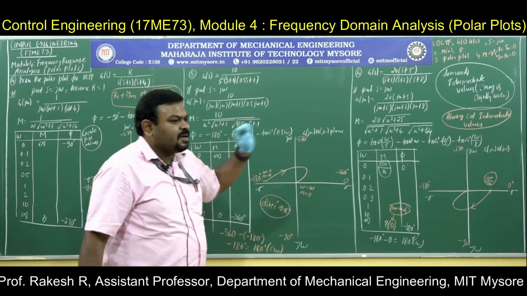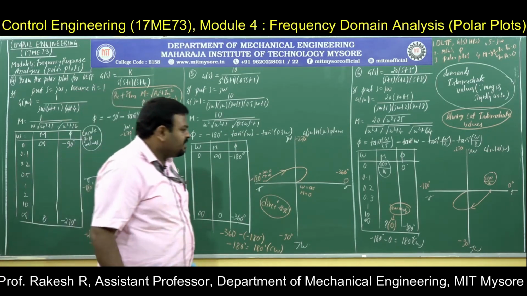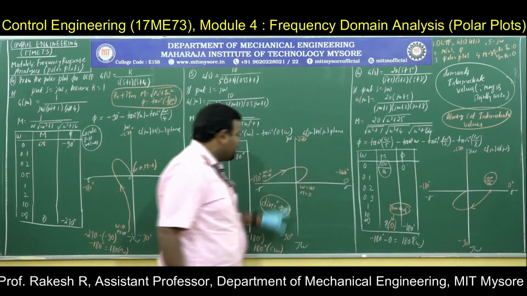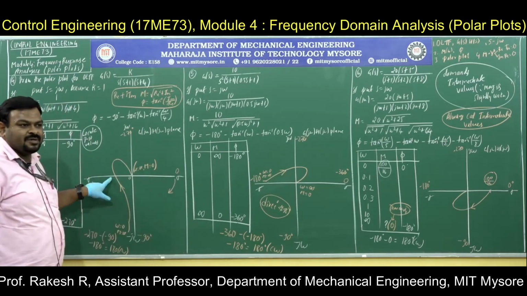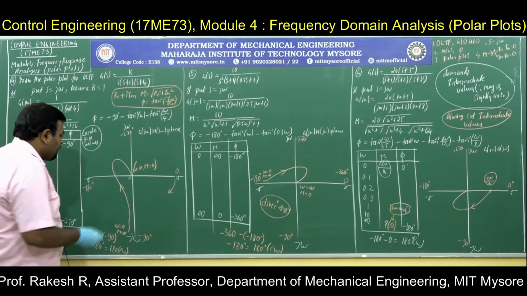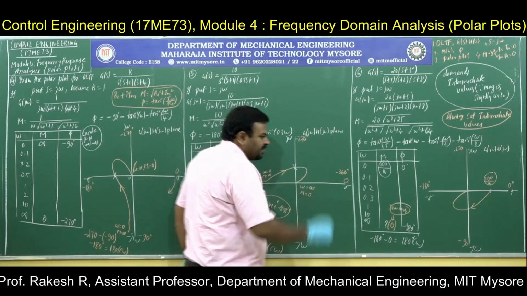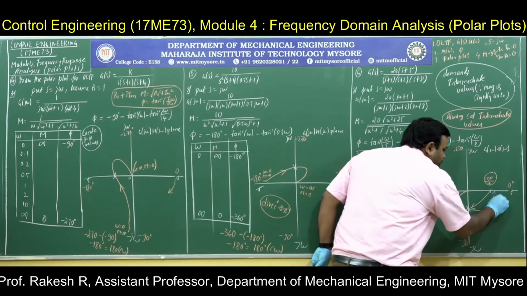Also, this problem will be asked for 8 marks, and in this problem it is crossing the imaginary axis. In this problem it is crossing the real axis. What we need to do here? We need to locate this intersection point. Here we need to locate this intersection point, and you need to find out what the magnitude is.